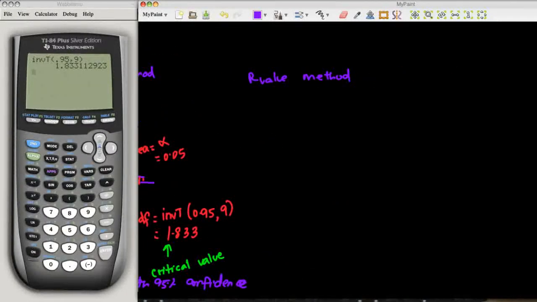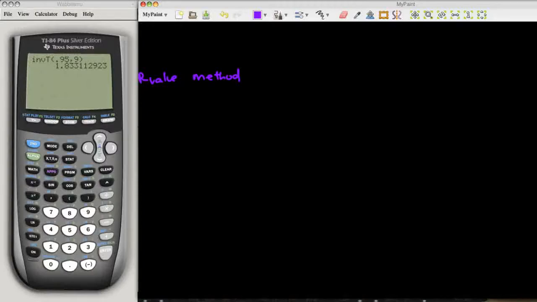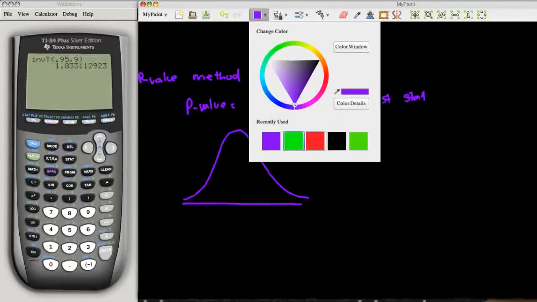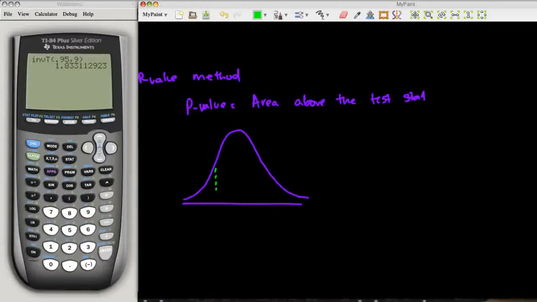So if you do the p-value method, you have to find the p-value. For a right tail test, the p-value is the area above the test statistic. So I know the test statistic is negative 0.999, which is somewhere over there.